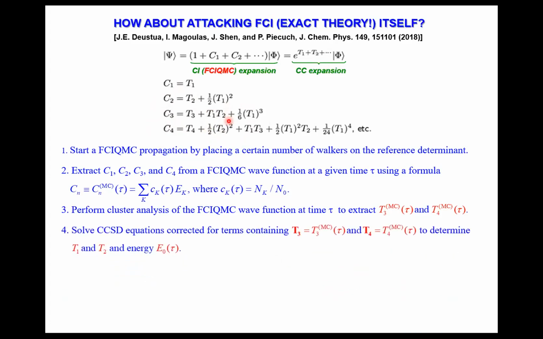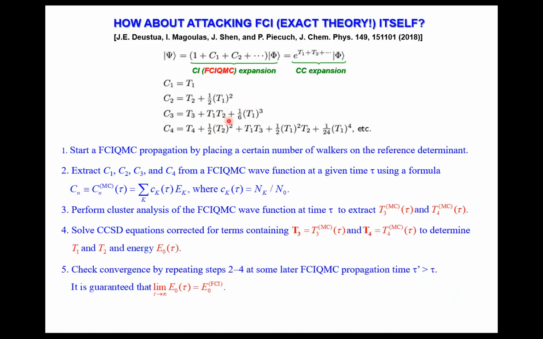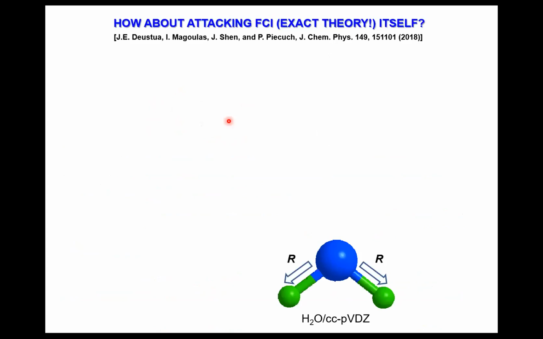We solve for T1 and T2 in the presence of T3 and T4 extracted from full CI QMC, and we know for sure that in the limit of infinite time, this will allow us to converge to the exact full CI energy. The approach that I just summarized is called cluster analysis driven FCI QMC, or CAD FCI QMC. And here's an illustration of how it works.